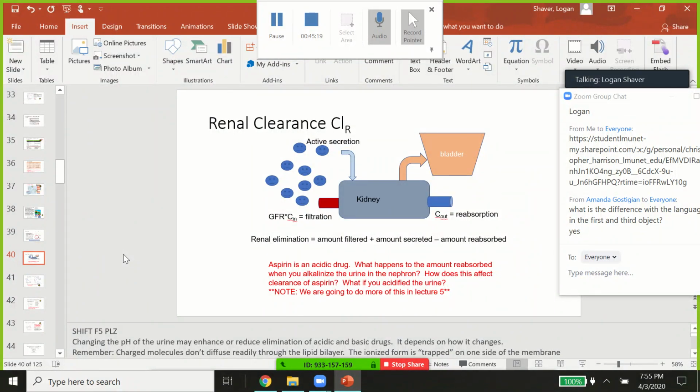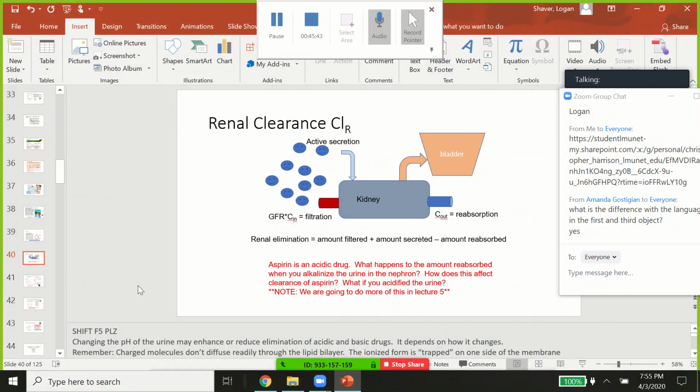How does this affect the clearance of aspirin? It actually would make the clearance a little bit better for aspirin because it's being eliminated out of the body, right? Because it's not being reabsorbed. So the clearance would be better, but its reabsorption is not. What if you acidified the urine? Well, then of course that would make more unionized aspirin available, and therefore more would be reabsorbed.